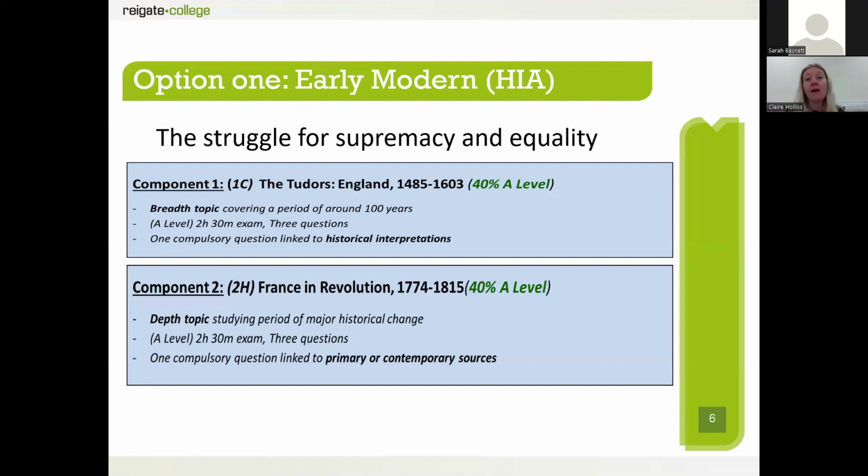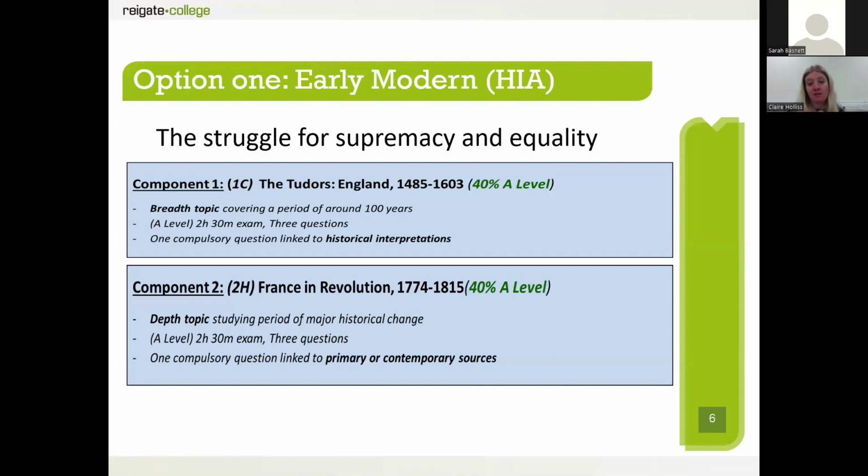So some of you might have covered bits of that before. I know quite a lot of people do things like the Elizabeth paper at GCSE, and you may well have covered things like Henry VIII lower in Key Stage 3, maybe in Year 8 or Year 9. So that'll be some familiarity for you there.